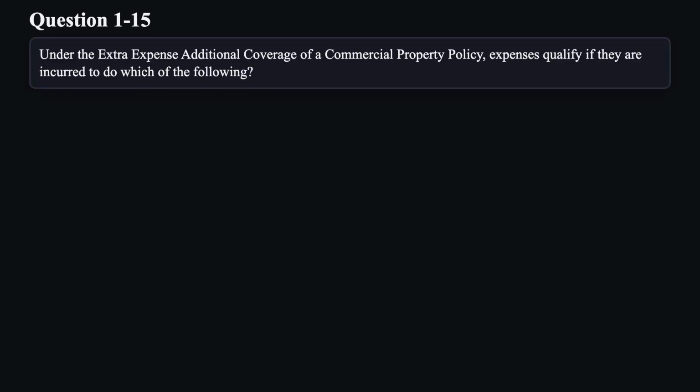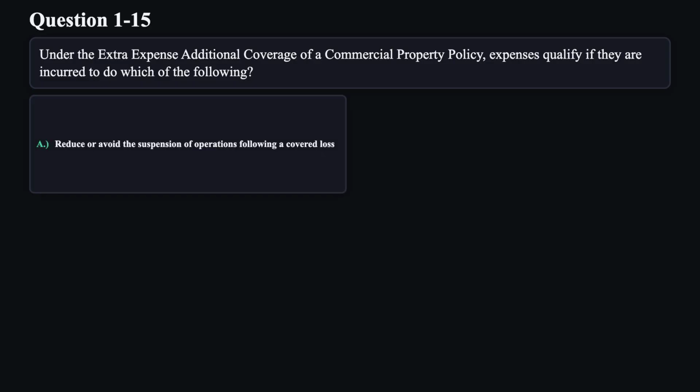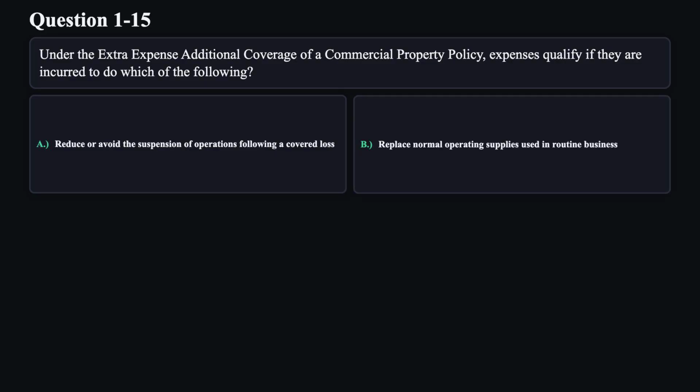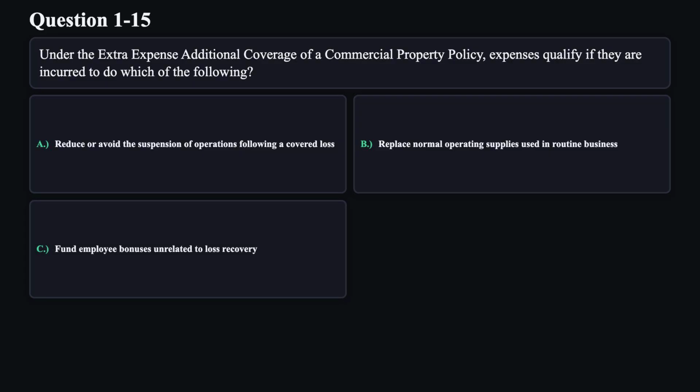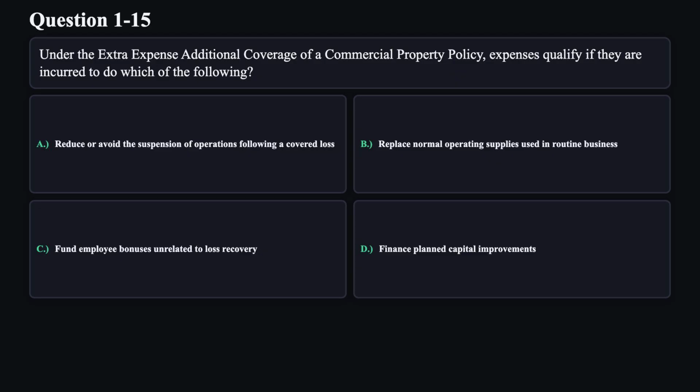Question 15. Under the extra expense additional coverage of a commercial property policy, expenses qualify if they are incurred to do which of the following? A. Reduce or avoid the suspension of operations following a covered loss. B. Replace normal operating supplies used in routine business. C. Fund employee bonuses unrelated to loss recovery. D. Finance planned capital improvements.